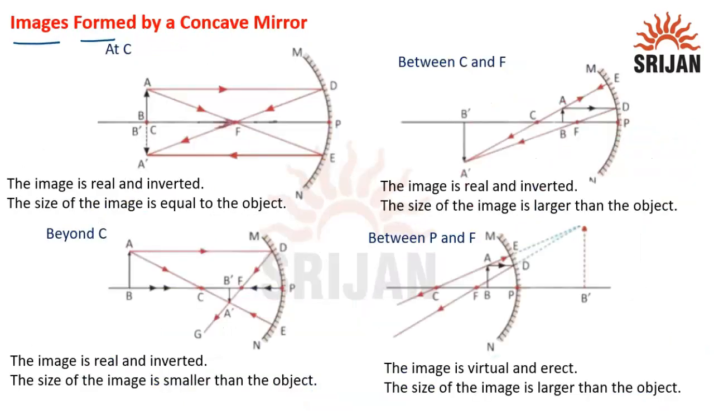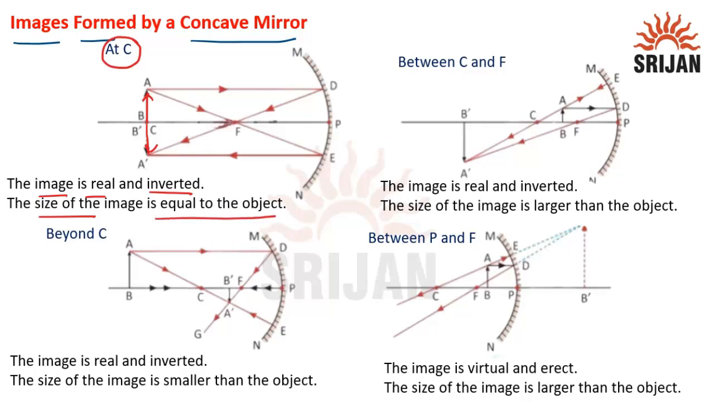Now images formed by a concave mirror. We will consider different points. First, at the center of curvature C. So when the object is at the center of curvature C, then we can see that the image is also formed at the center of curvature C. The image is real and inverted. The size of the image is equal to the object.